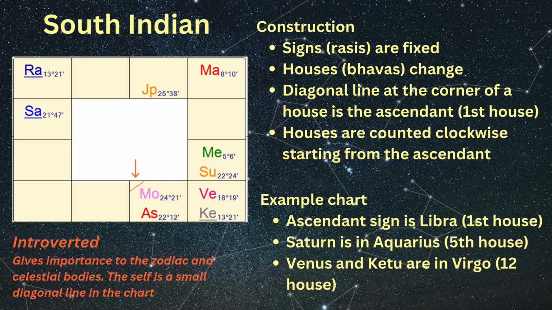In the South Indian style, signs or rashis are fixed, and the houses or bhavas change. The diagonal line at the corner of a house is the ascendant or the first house. This is represented by the arrow in the slide. Houses are counted clockwise starting from the ascendant. In this example chart, the ascendant sign is Libra, which is the first house in this chart. Saturn is in Aquarius, the fifth house, and Venus and Ketu are in Virgo, the 12th house.